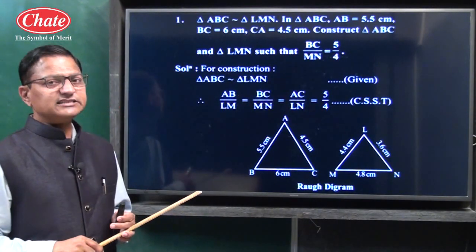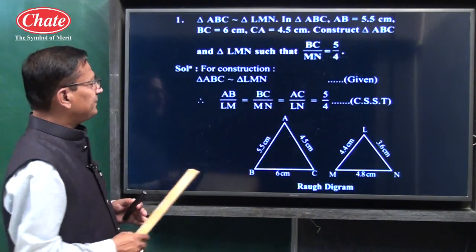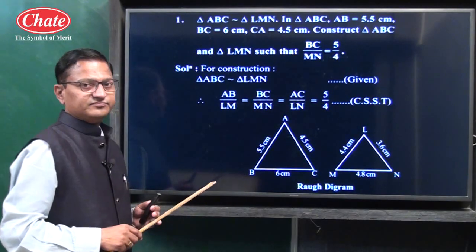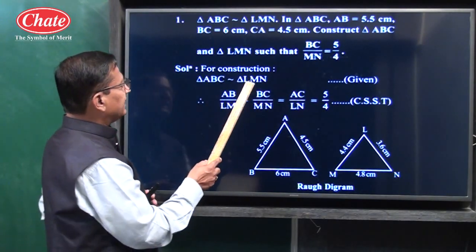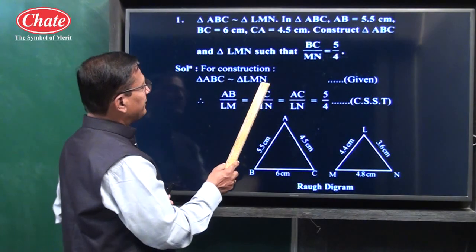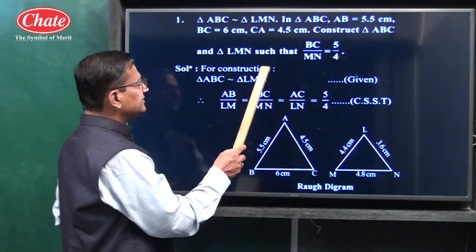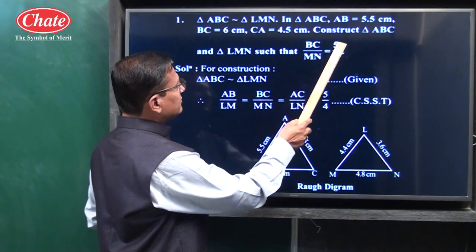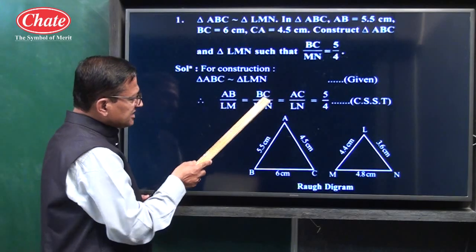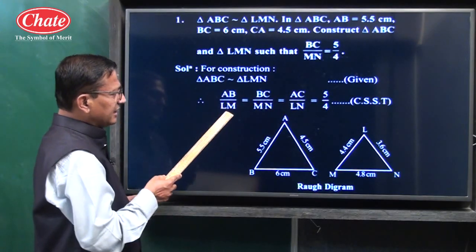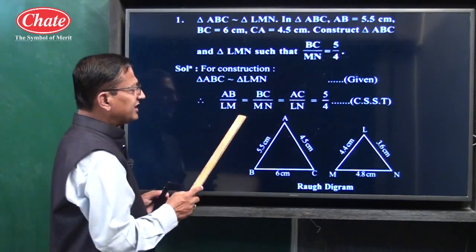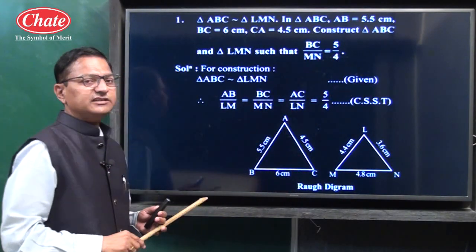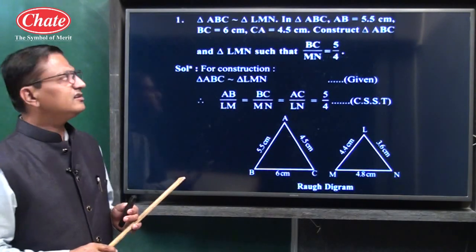If both the triangles are similar to each other, then the corresponding sides of similar triangles are in the same ratio. AB by LM is equal to BC by MN is equal to AC by LN. Here it is given that BC by MN is equal to 5 by 4. But BC by MN is equal to AB by LM is equal to AC by LN. So we can write this is equal to 5 by 4. Reason: corresponding sides of similar triangles.